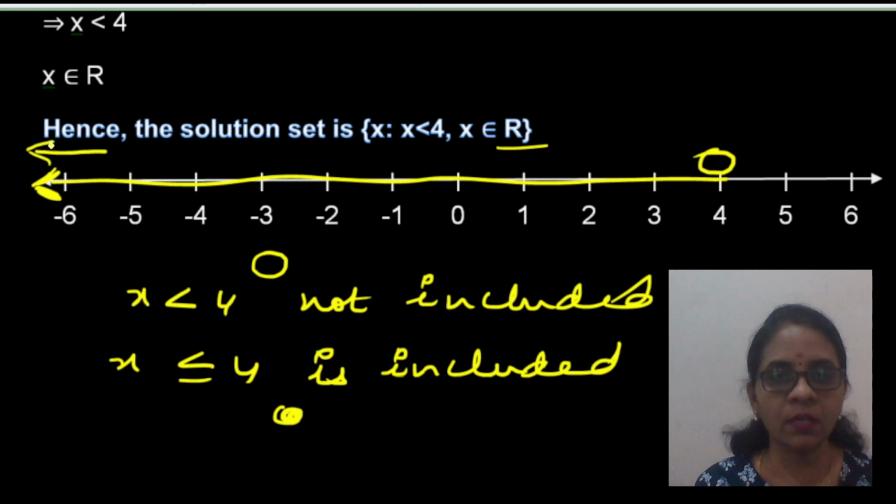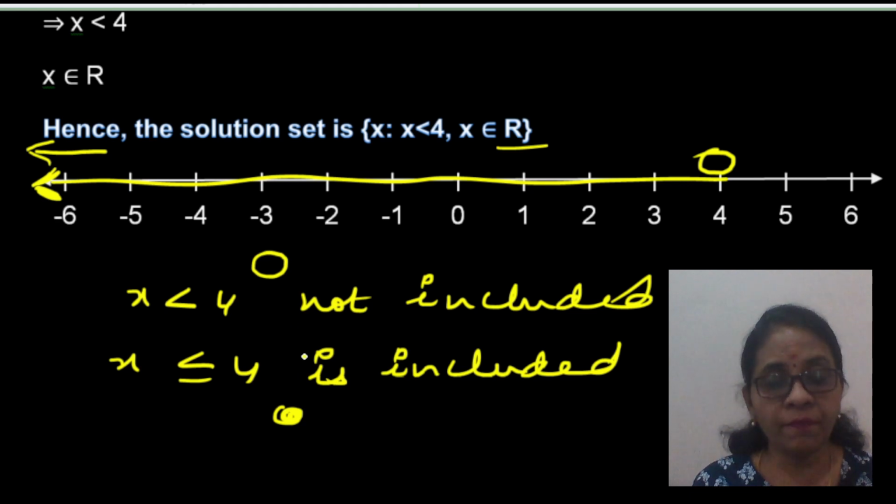Show an arrow on top. This is just a safety measure: in case the examiner finds that your arrow is not darkened, he will understand that the child knows the concept that it is an infinite set. So, just as a safety precaution, you draw an arrow on top of it, which shows that it is an infinite set and it is true beyond the number line that you have drawn as well.